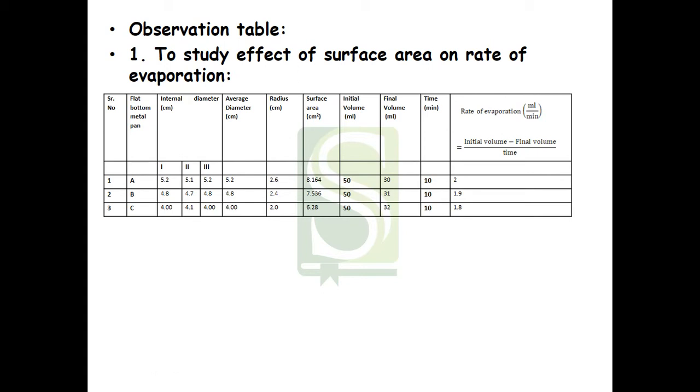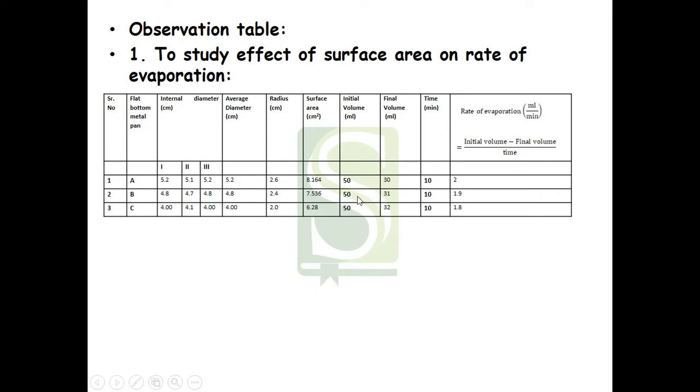we determined the radius. Now our beaker is circular, so we use the formula pi r squared to determine the surface area. By putting in the value of r, we calculated the surface area of A to be 8.16, of B 7.53, and of C 6.28. In each of these beakers of different surface area, we added 50 ml of pure water, heated it for 10 minutes, and then measured what final volume of water was remaining in those beakers.